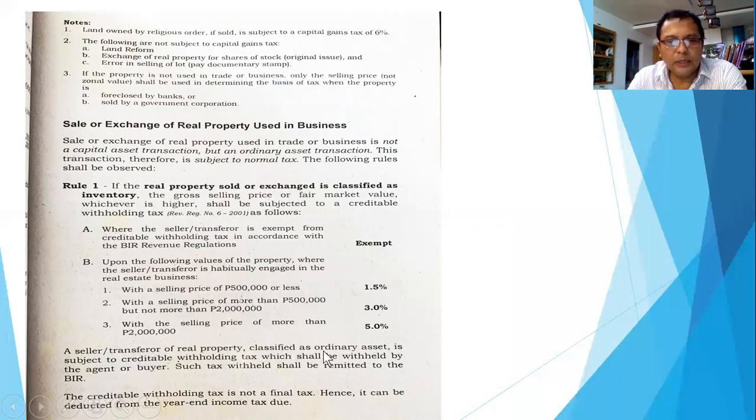The sale or transfer of real property classified as ordinary assets is subject to creditable withholding tax, which shall be withheld by the agent or the buyer. Such tax withheld shall be remitted to the BIR. Creditable tax is not a final tax, so it can be deducted from the year-end income tax due. So let's say, for example, the buyer has remitted withholding tax of 10,000 pesos. At year-end, the seller has income tax payable of 50,000 pesos. Then you deduct the withholding tax of 10,000. Only 40,000 is due to be paid. Of course, you have to get the certificate of tax withheld from the buyer.